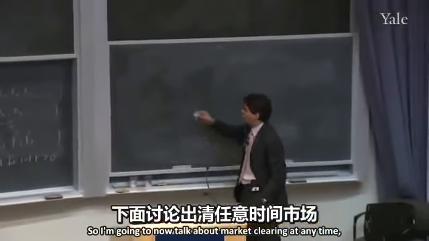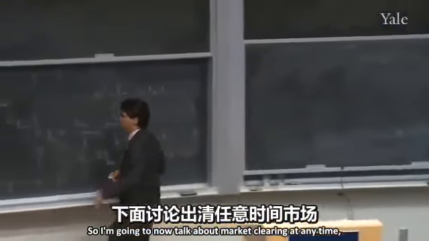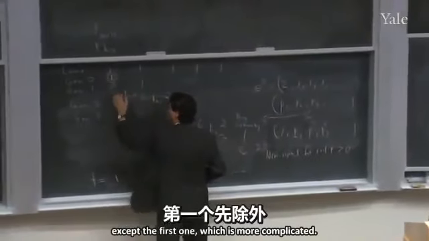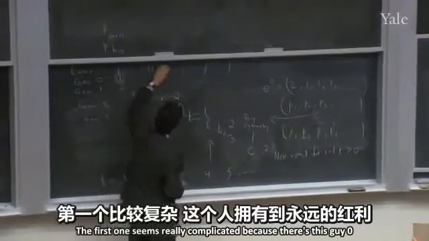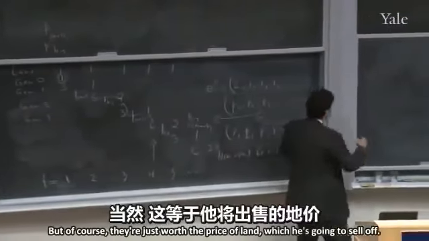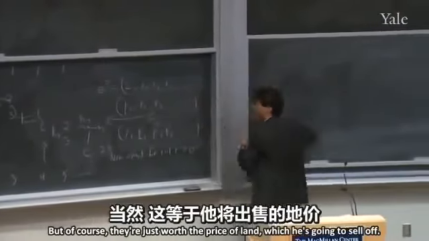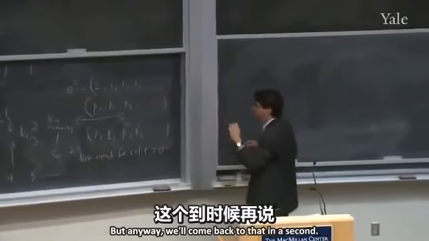So what are the generations? I'm going to now talk about market clearing at any time except the first one, which is more complicated. The first one seems really complicated because there's this guy Zero who owns these dividends that go on forever. But of course, they're just worth the price of land, which he's going to sell off. But anyway, we'll come back to that in a second.